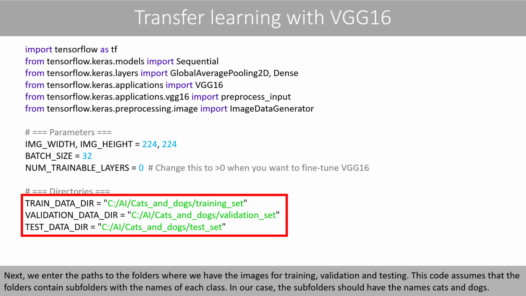Next we enter the paths to the folders where we have the images for training, validation and testing. This code assumes that the folders contain subfolders with the names of each class. In our case, the subfolders should have the names cats and dogs.